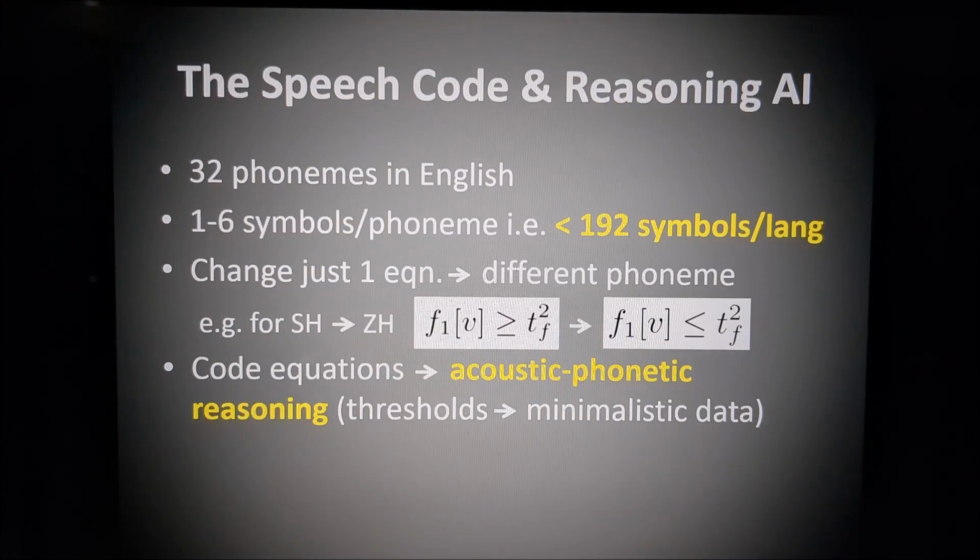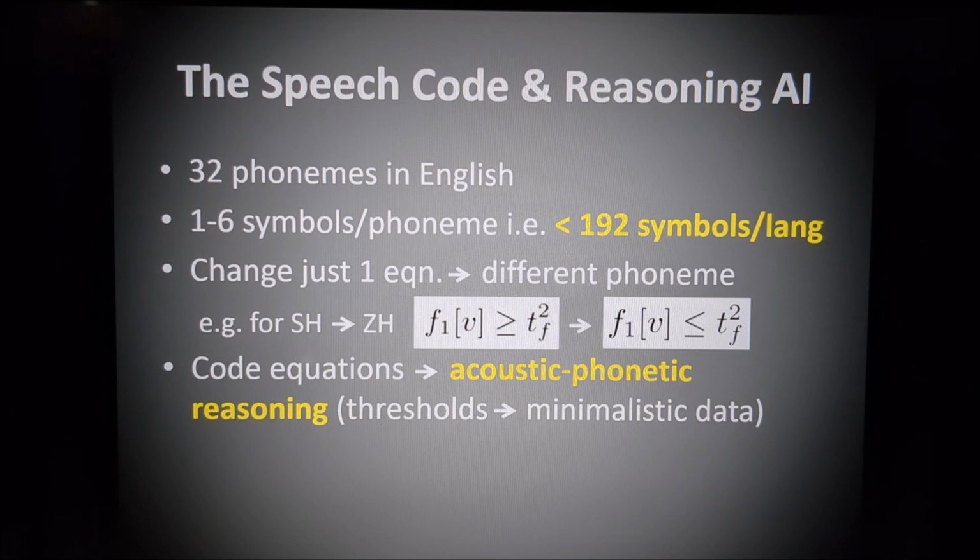So there are about 32 phonemes in American English. What we've seen is that each phoneme has 1 to 6 symbols depending on its adjoining context. So if you do the math, less than 192 symbols are needed to uniquely map all phonemes. Also, as shown here, you can simply alter just one bit of the equation and create a very different sounding phoneme. And finally, notice that the code equations are derived using acoustic phonetic reasoning.